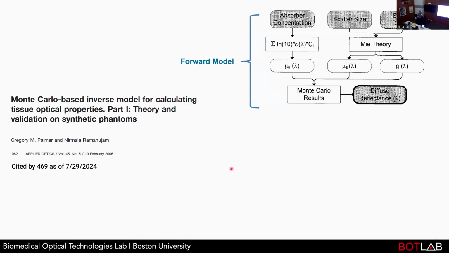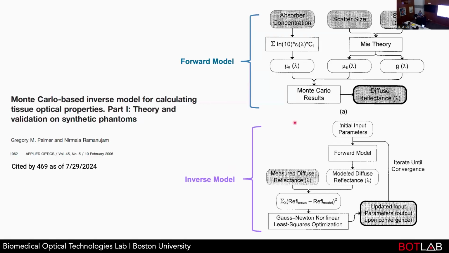And then again, just like with diffusion approximation, they wrap this up into an inverse solver where you have measured diffuse reflectance from your instrument compared to the modeled diffuse reflectance for some given input parameters. You look at the difference. Here they're using Gauss-Newton nonlinear least squares optimization to converge onto the optical properties of the tissue.